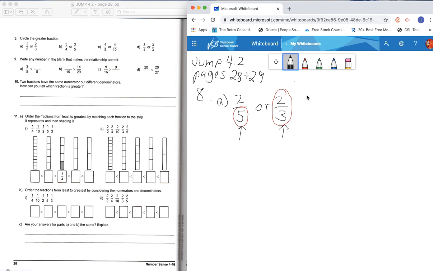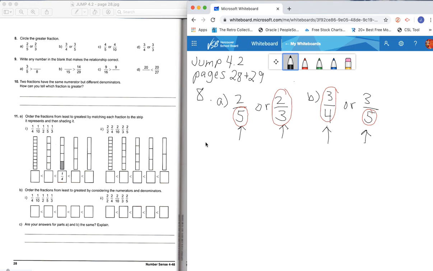All right, let's continue. So B is 3/4 or 3/5. All right, and the numerators are the same. So again, you're going to look at the denominators. So 4 and 5. So which one is bigger? 5 is bigger. So remember, the bigger the number, the more parts there are to the fraction. So the greater fraction is the other one. Okay, so it's the opposite. It's the 3/4. So you're circling 3/4. All right, try C and D yourself.